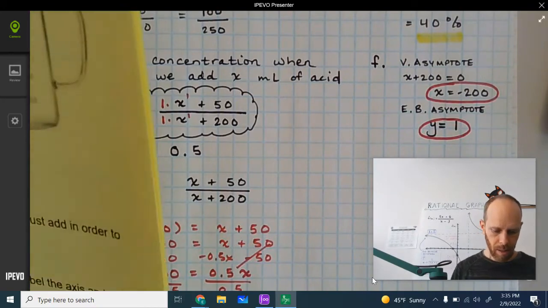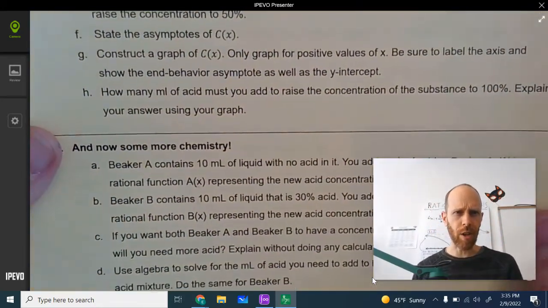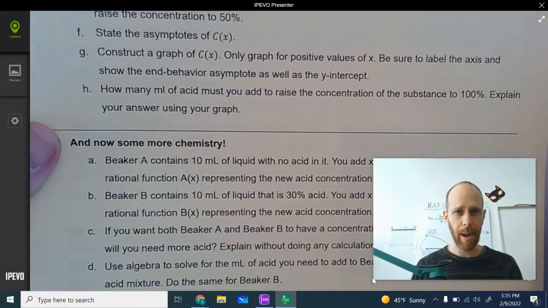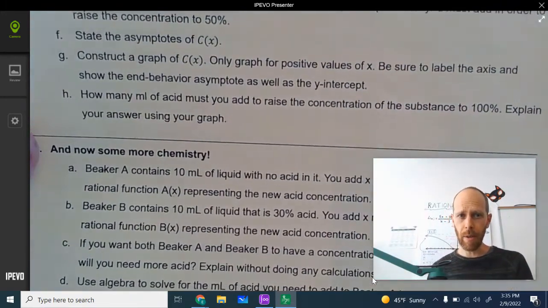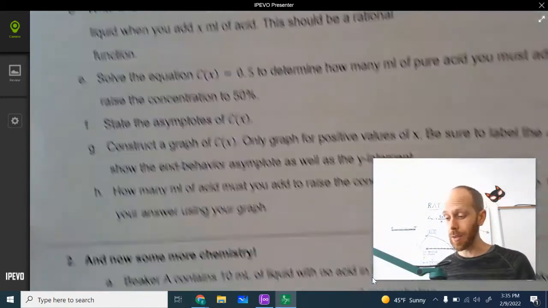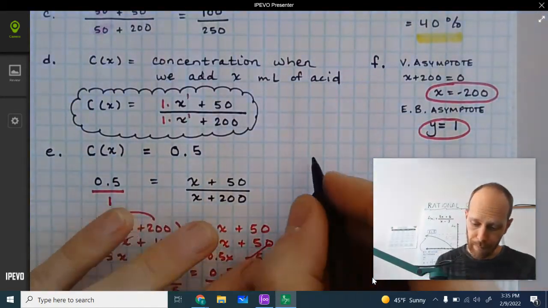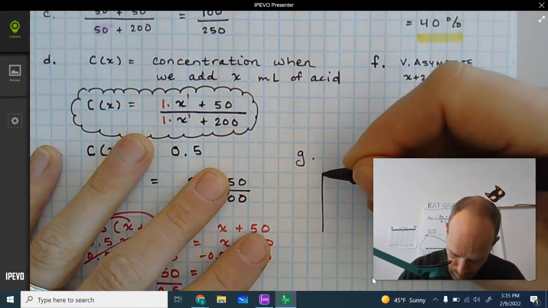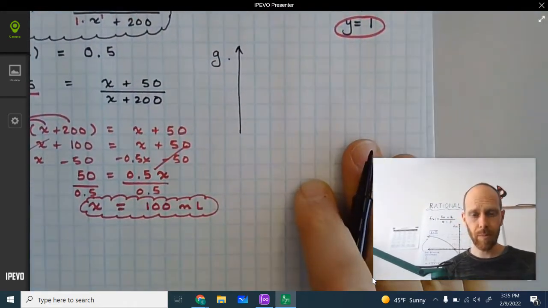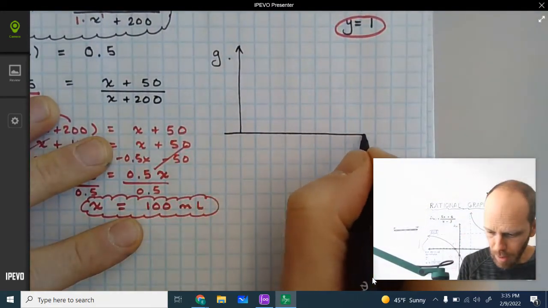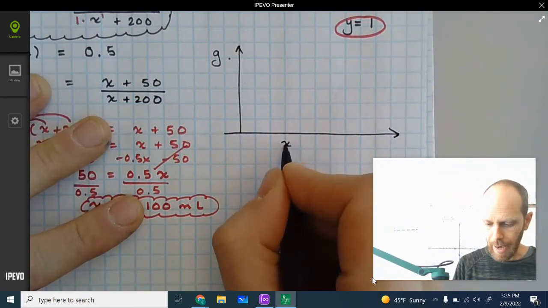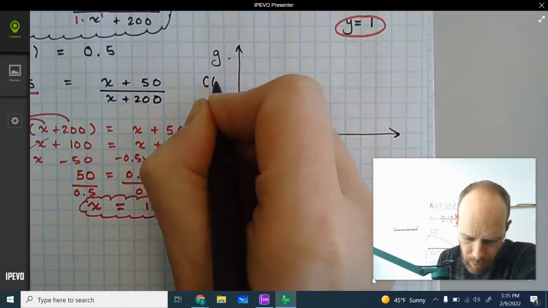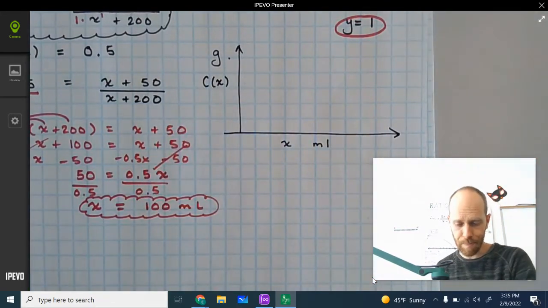So let's move forward. G says to construct a graph of C of x, only graph for positive values of x. Be sure to label your axes. Show the end behavior asymptote as well as the y-intercept. Okay, so here we go. G. Let's call this x, which is our number of milliliters. And this would be C of x, which is our concentration.